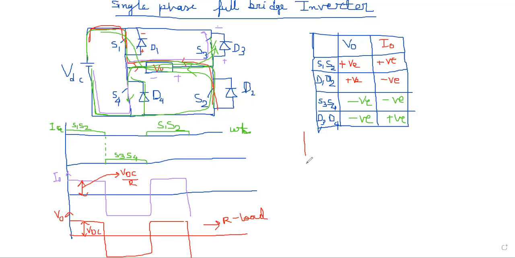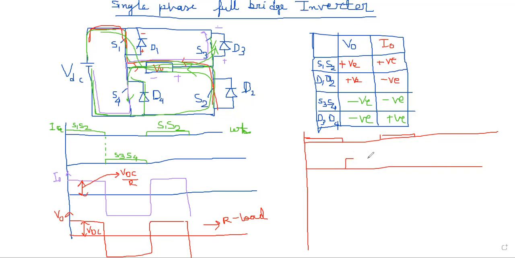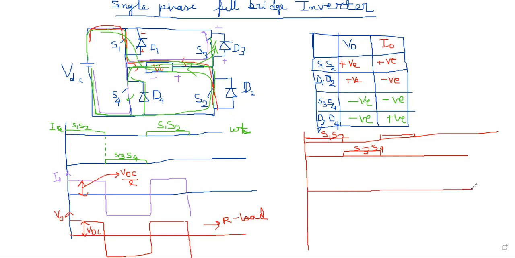Now, when it is RL load or RLC load, the situation will be somewhat different. Different means what? Suppose this is a switch, switching on and switching off. This is S1, S2. Suppose this portion is S3, S4. And this is S1, S2. Okay. So now if I consider RLC load, what will happen?